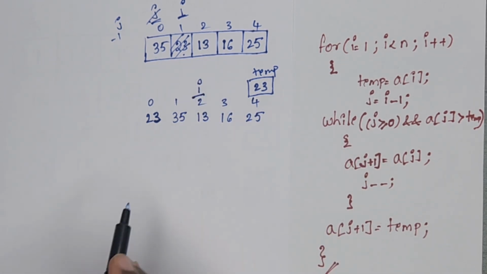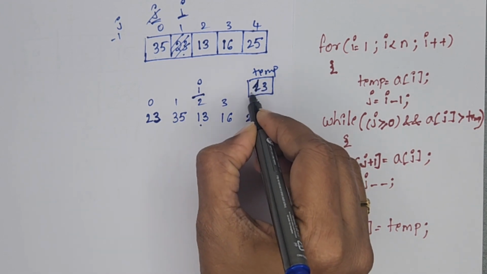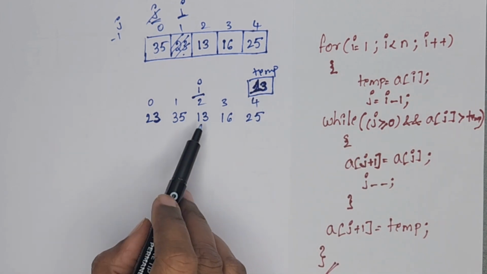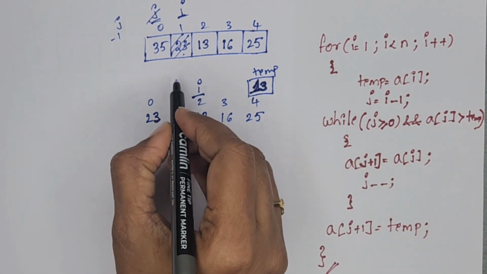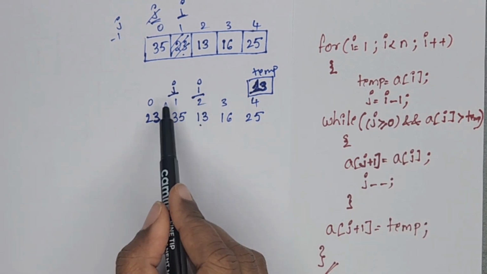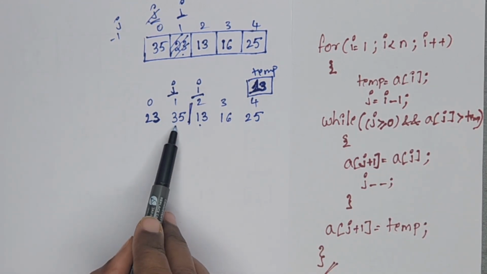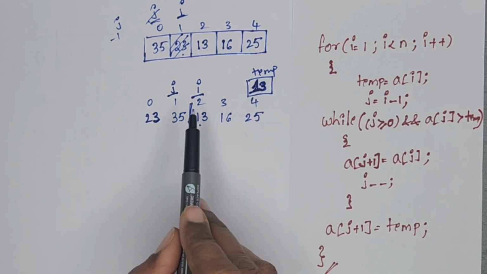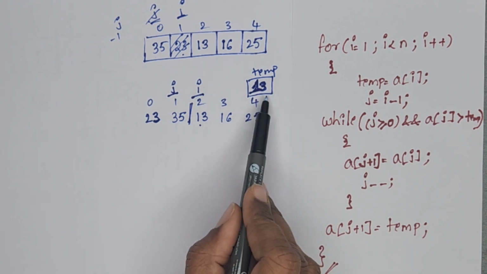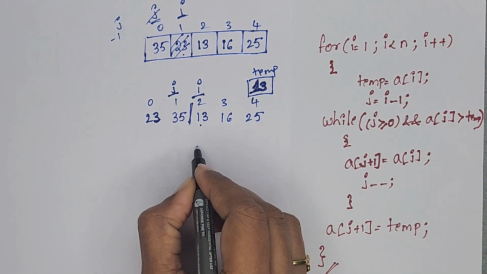Okay. Now, in the temporary variable, what do we have to store? 13. In temporary, we have to store 13. Now, if i is 2, j starts from 1. See, j equals i minus 1. Now, the jth element is compared with the temporary value. 35 is greater than 13? Yes. So, shift it to the next location.